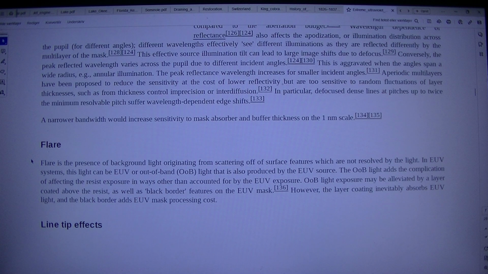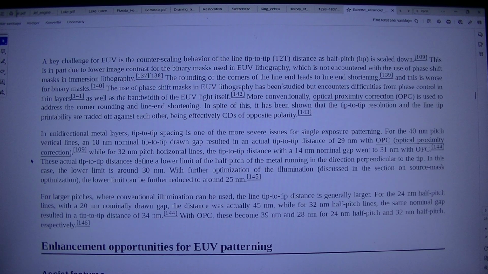Line tip effects. A key challenge for EUV is the counterscaling behavior of the line tip-to-tip, T2T, distance as half pitch, HP, is scaled down. 109. This arises in part due to lower image contrast for the binary masks used in EUV lithography, which is not encountered with the use of phase shift masks in immersion lithography.